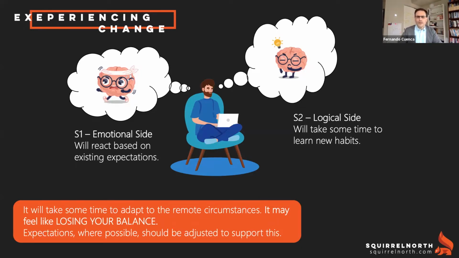And the important thing to realize here is that we've essentially lost our balance. We need to get our bearings again. This is our adjustment period until new expectations are set. So the question is, how can we go about getting our bearings again?